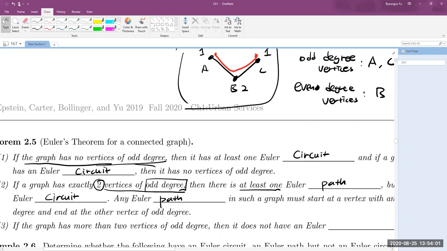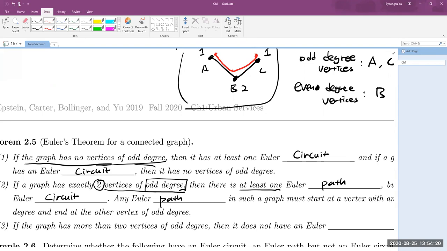But you cannot find an Euler circuit in this case because when you start at A and go to C, you cannot go back to A without using edges you already used. That's why we don't have any Euler circuit.